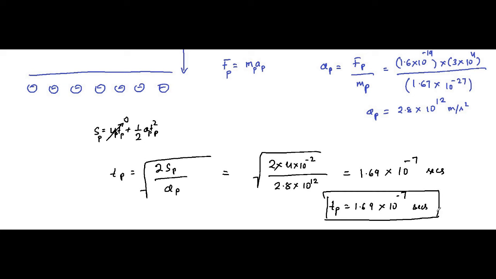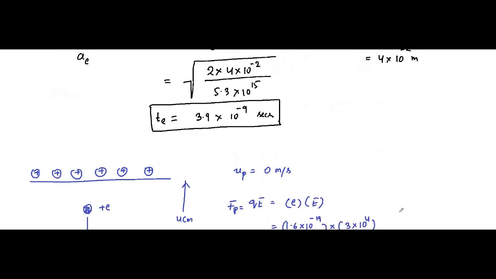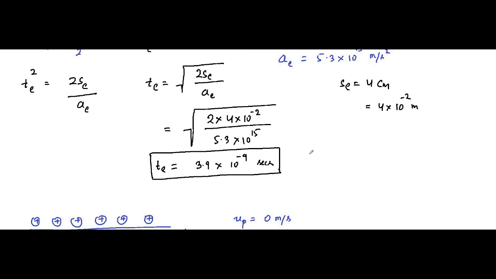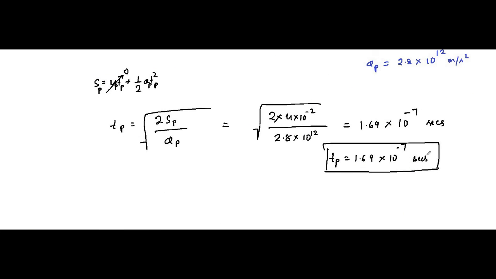This is the value. So time of fall for electron is this much, 3.9 into 10 to the power minus 9 seconds. Time of fall for proton is this much, 1.69 into 10 to the power minus 7 seconds.